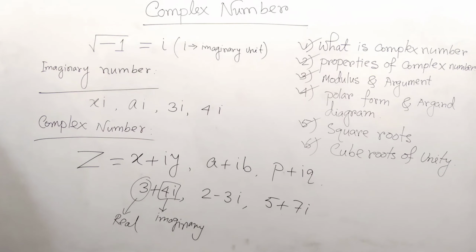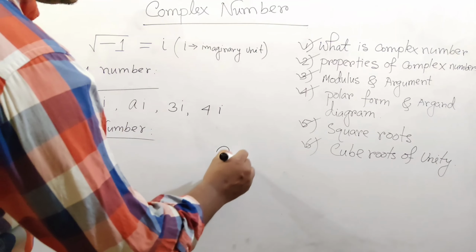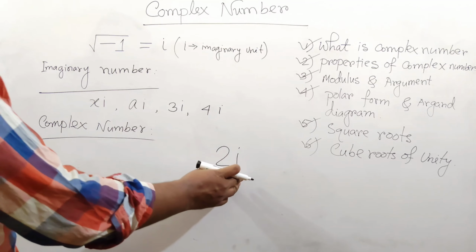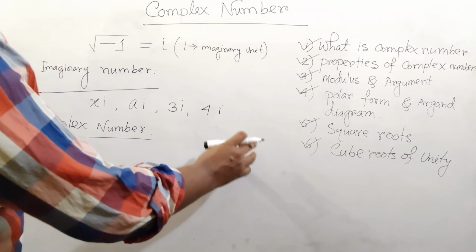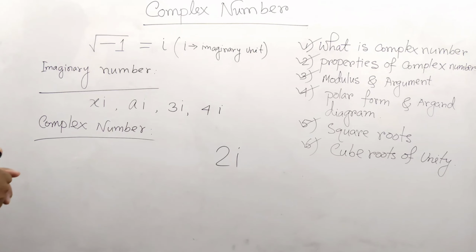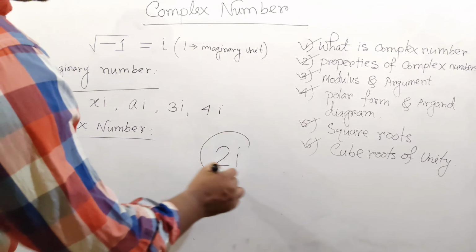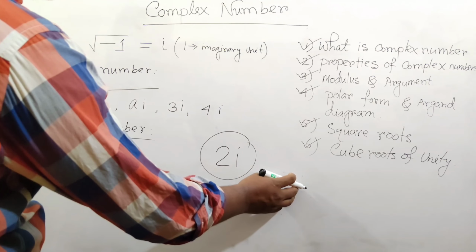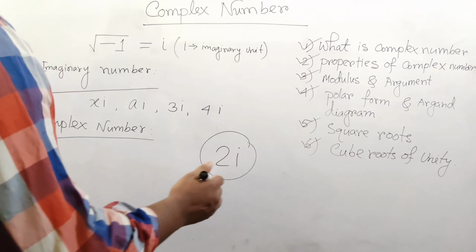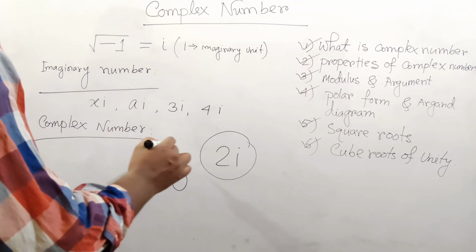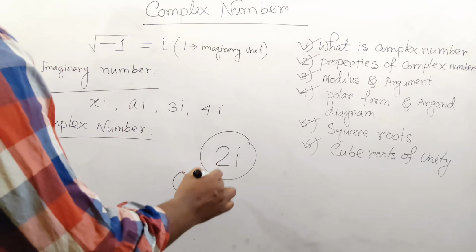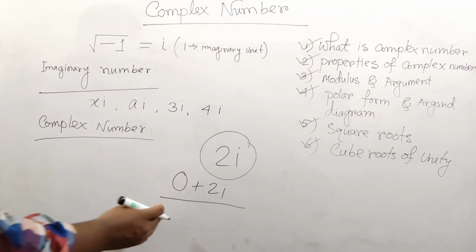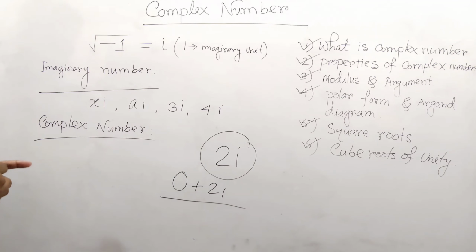So if it is written 2i, some students are confused about this imaginary number or complex number. Suppose 2i, what is the number? It could be an imaginary number or it could be a complex number, but how? According to my definition, if we add 0 with this number, then it is a complex number. So here the 0 is the real part and 2i is the imaginary part.